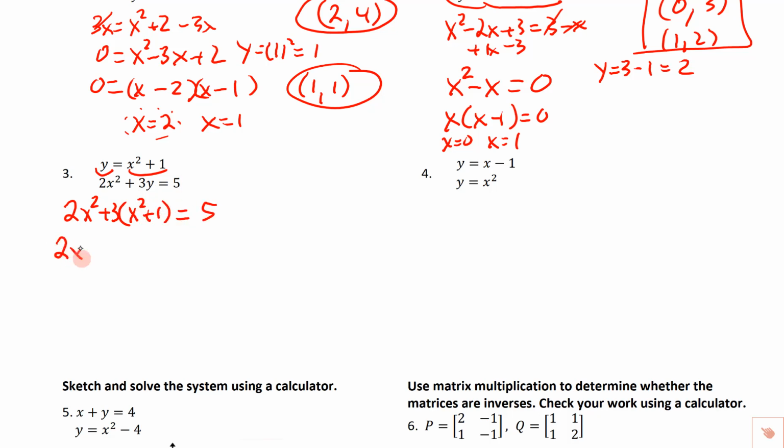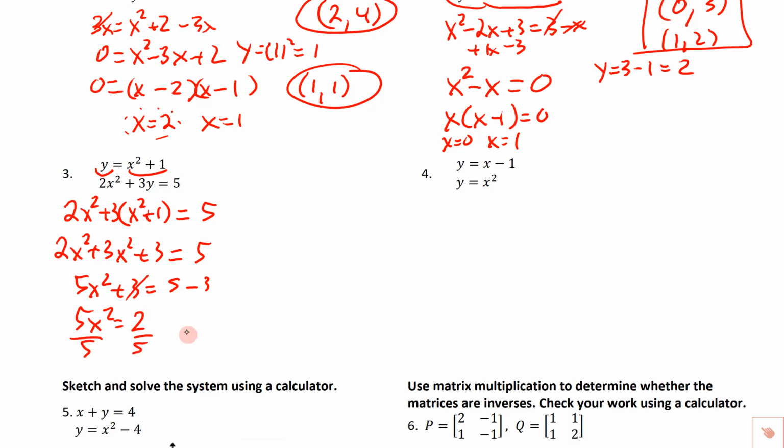So I'm going to get 2x squared plus 3x squared plus 3 equals 5. So we'll get 5x squared plus 3 equals 5. I'll move the 3 to the other side. So we get 5x squared equals, let's see, this is going to be a 3, no, 2. And then we're going to divide by 5. So we're going to have x squared equals 2/5. So we'll take the square root of both sides. So we're going to end up with x equals plus or minus radical 2 over radical 5.